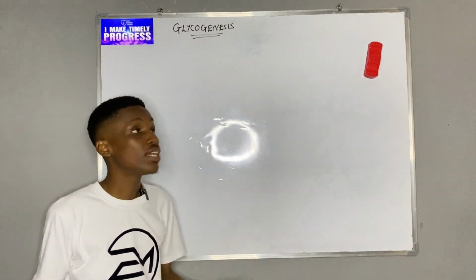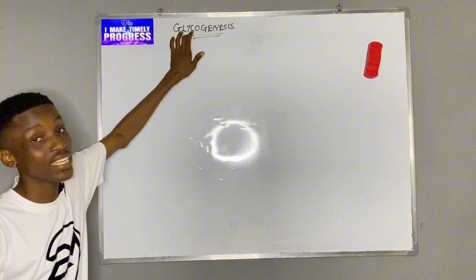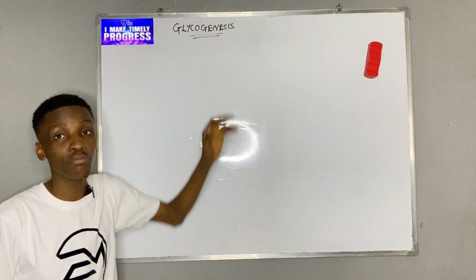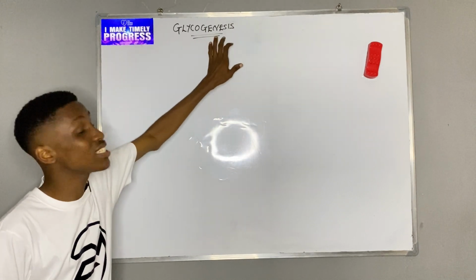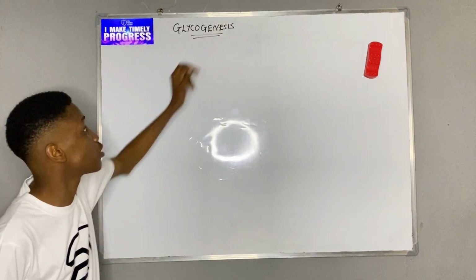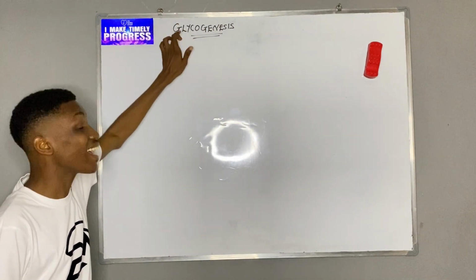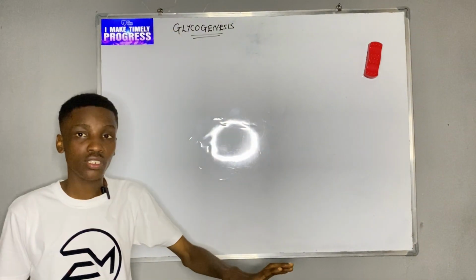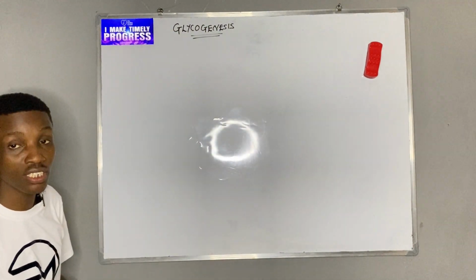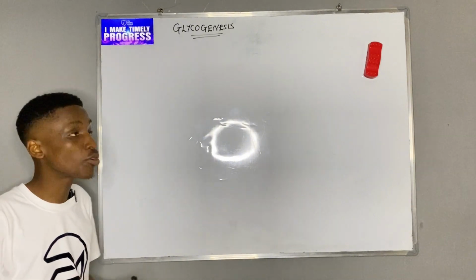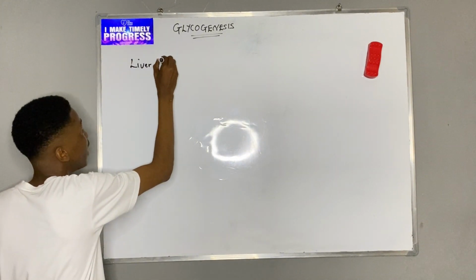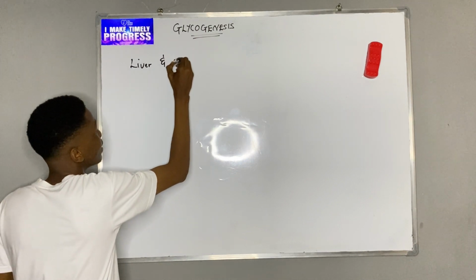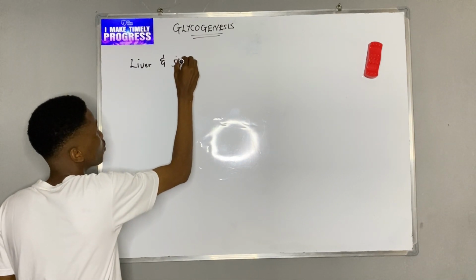Glycogenesis. Now, from the word, glyco refers to glycogen, whereas genesis means formation. So glycogenesis in simple terms is the formation of glycogen from glucose. Now, where does it occur? It occurs primarily in the liver and in the skeletal muscle.